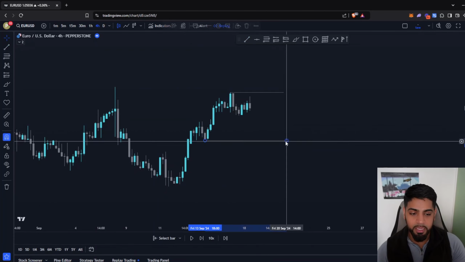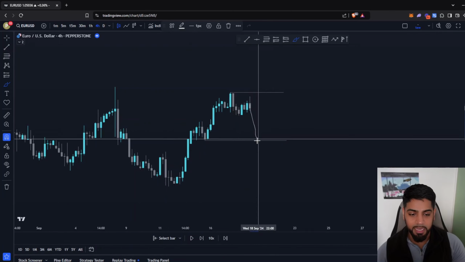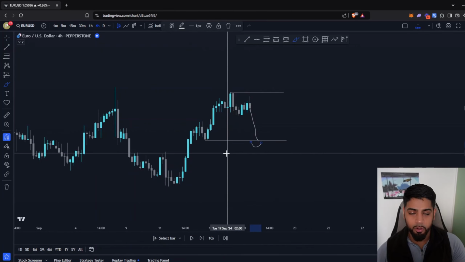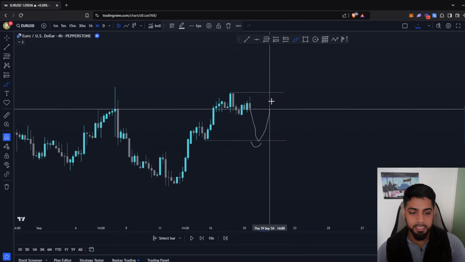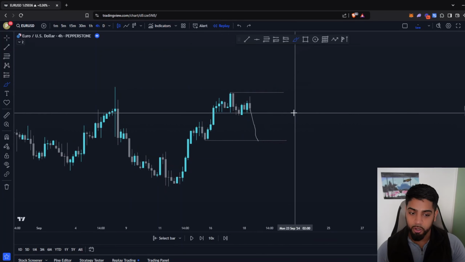Now because we are bullish, what we need price to do is come down, sweep this low, not close with a body to give us a market structure shift, but sweep the liquidity, and then we need a continuation higher to close with a body.